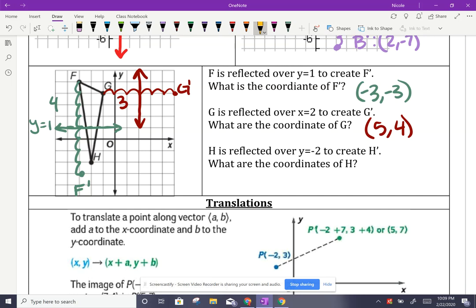And we do the same one more time, but we're reflecting H over y equals -2. So if y is equal to -2, that's a horizontal line. And it looks like H is on that line. So what are the coordinates of H prime is what that's asking.